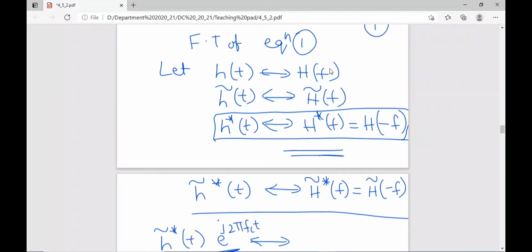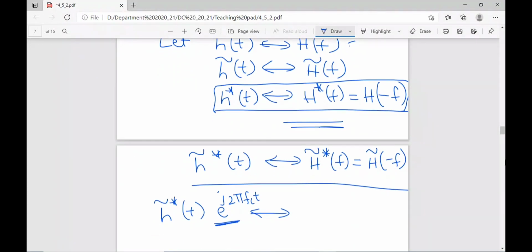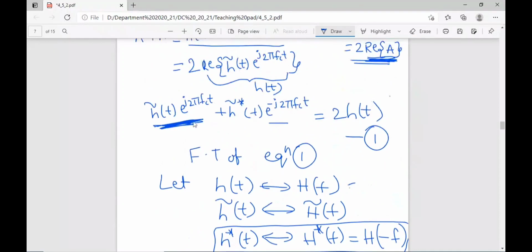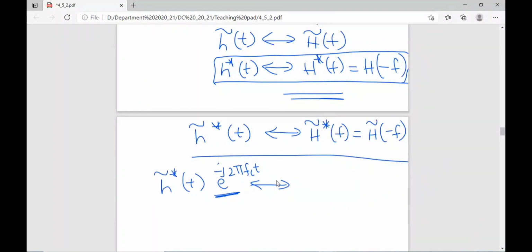Ma'am, it is e power minus j 2 pi fct. Both are there, no? You have e power, but you are applying conjugate. Oh, okay, conjugate one, no? Okay, fine. It's okay, no problem. E power minus j 2 pi fct. Okay, it will be h tilde star of t e power minus j 2 pi fct, which can be represented as, what should happen here?